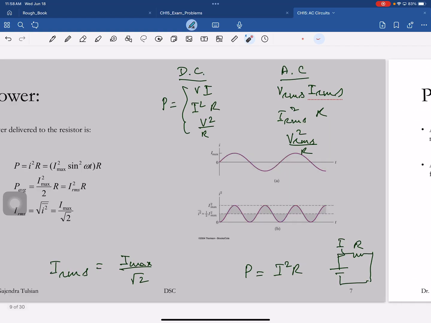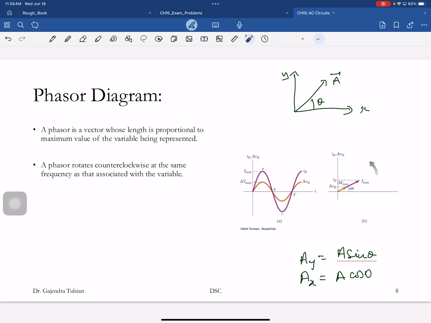So here's the technique. A phasor is a vector whose length is proportional to the amplitude of the variable being represented, which is changing sinusoidally. So here's the current amplitude, here's the voltage amplitude, and there is omega t. And as t increases, this vector or phasor rotates counterclockwise at an angular speed of omega.